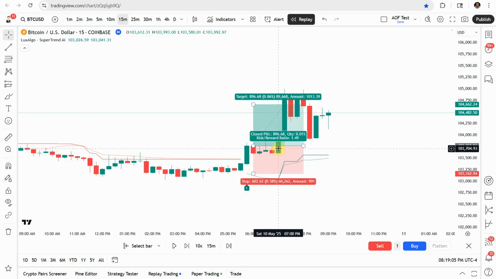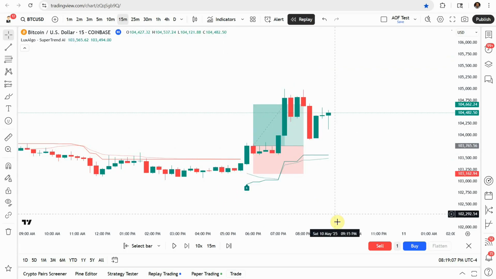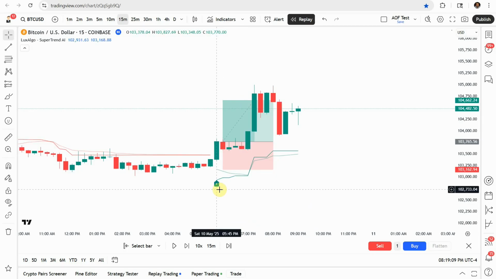You can see we run sideways for just a moment, then we make this really nice push to the upside, getting us to our take profit.